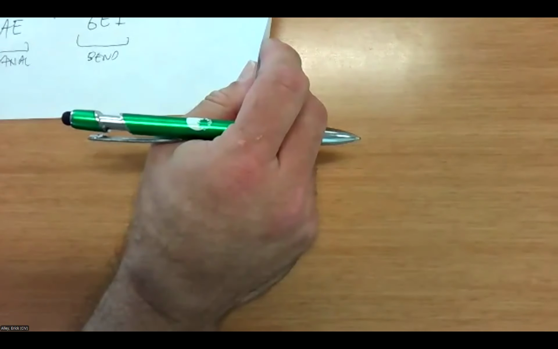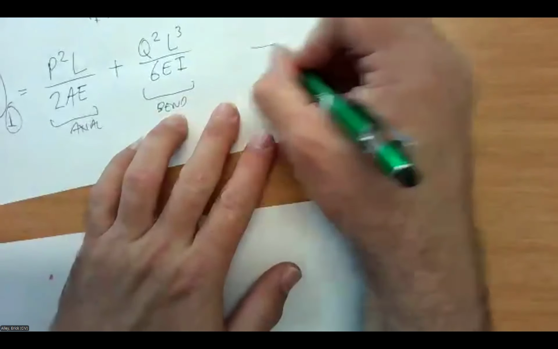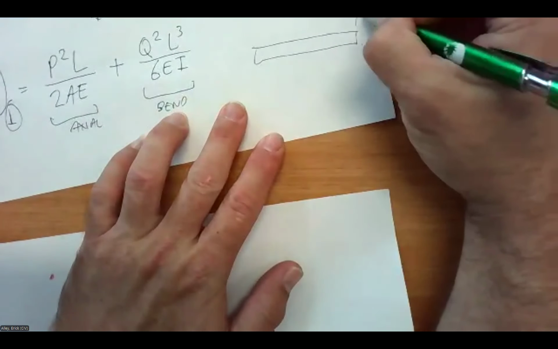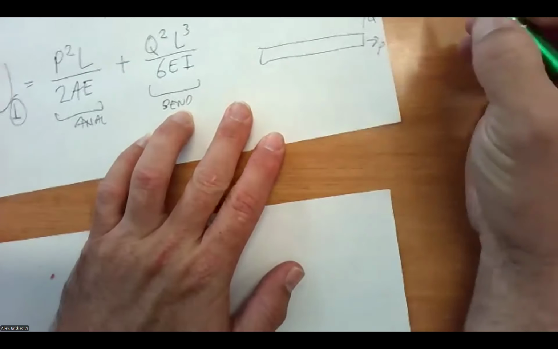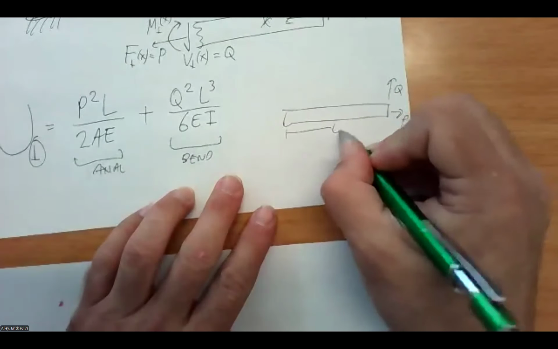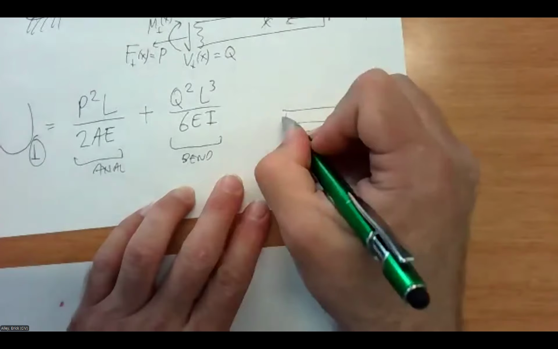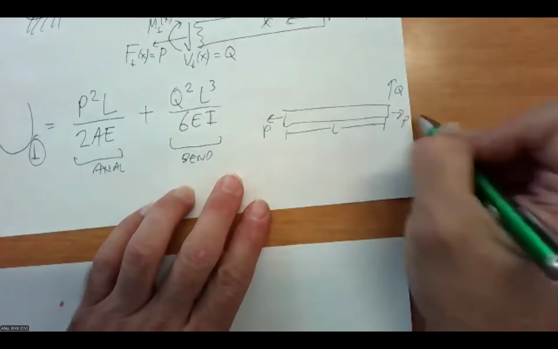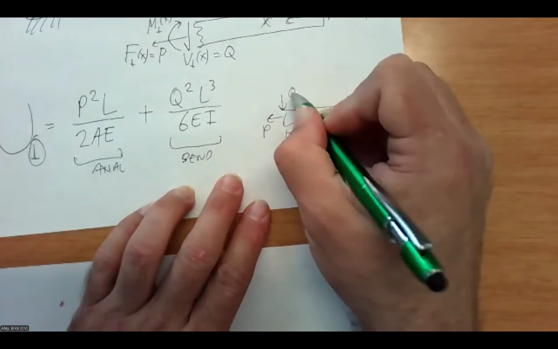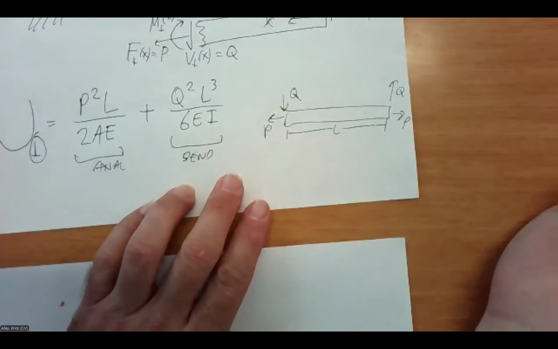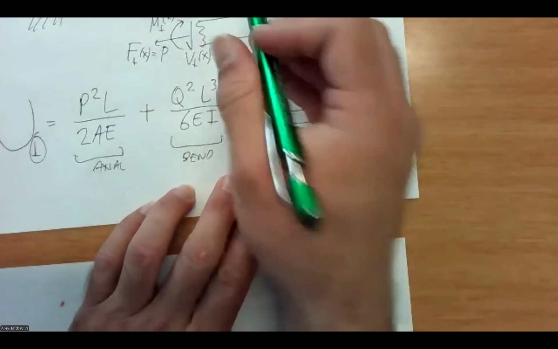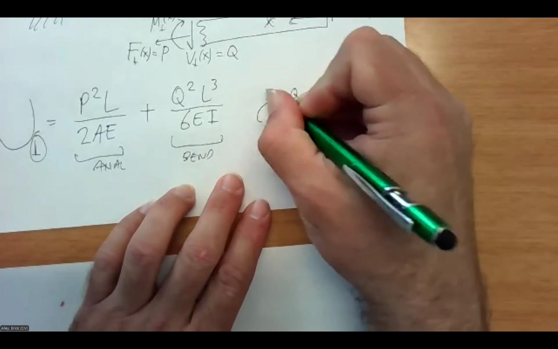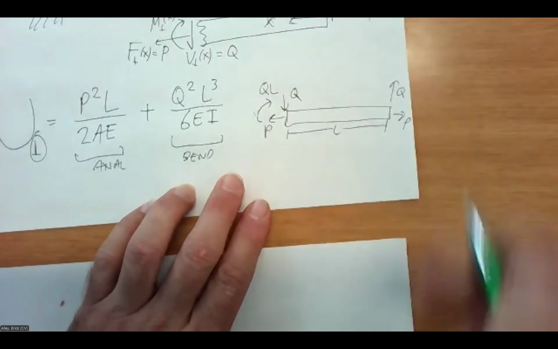Now we have to tackle beam number two, and we have a couple of choices for how to do that. Before I go, let's put Q here and P here, and let's write out what happens at a length of L. F1 is equal and opposite, at P. Q is this way. And then my moment, as I've drawn it, is going this way, clockwise, at Q times L.